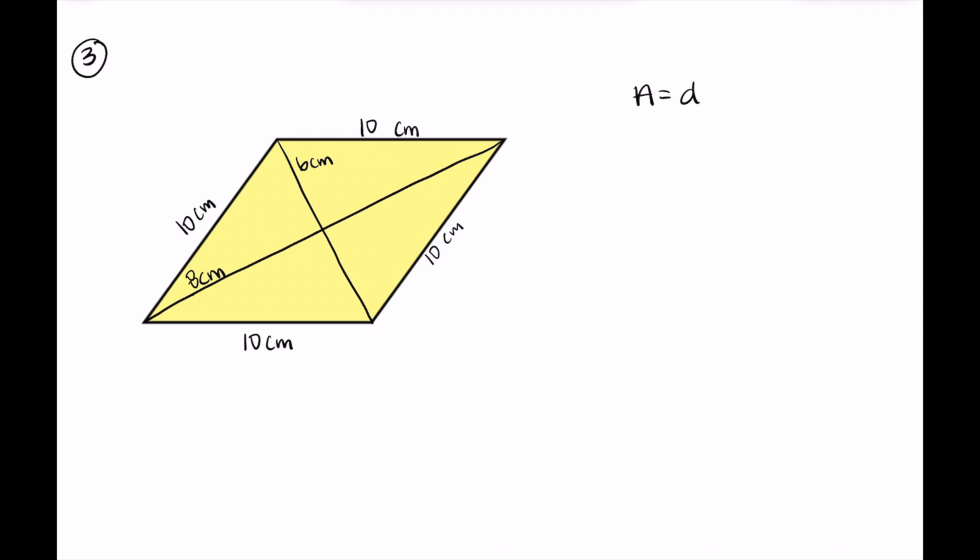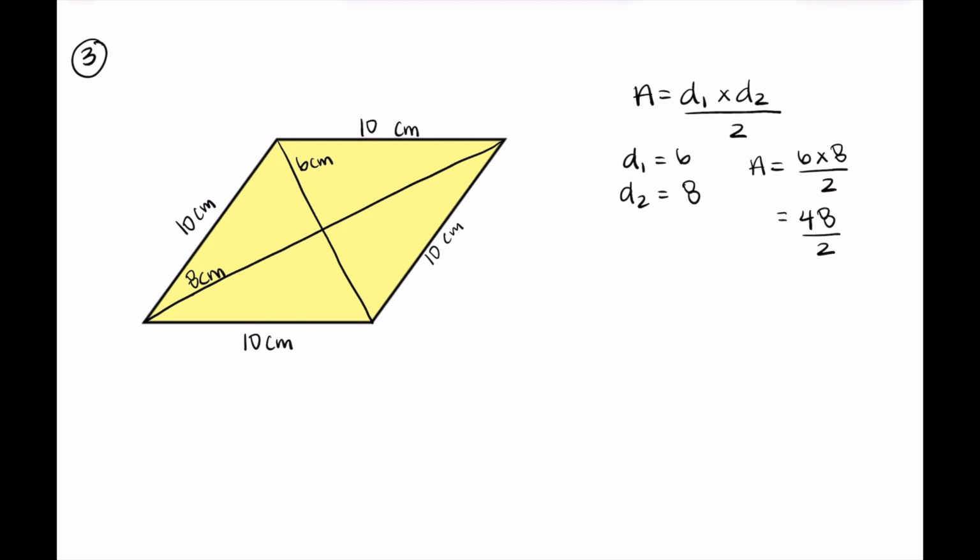Now we'll go to our third and final one. This time we have a rhombus, everything filled in, and the formula for area of a rhombus is D1 times D2 divided by 2. The measure of our first diagonal is 6 centimeters, and our second diagonal is 8 centimeters. So we will do 6 times 8 divided by 2.